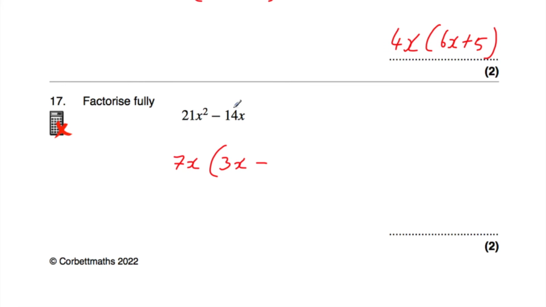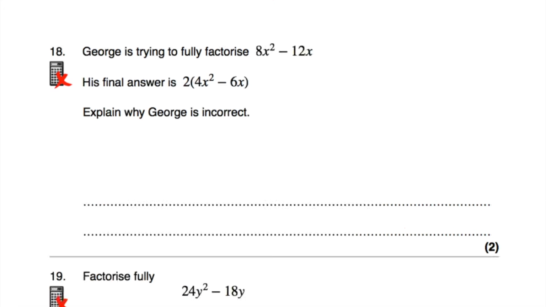Then we've got to subtract, and then we're going to divide 14x by 7x. Well, we've taken the x out, and 14 divided by 7 is 2. So that means the answer would be 7x, open brackets, 3x, subtract 2, close brackets, and that's it. Okay, let's have a look at our next question, question number 18.